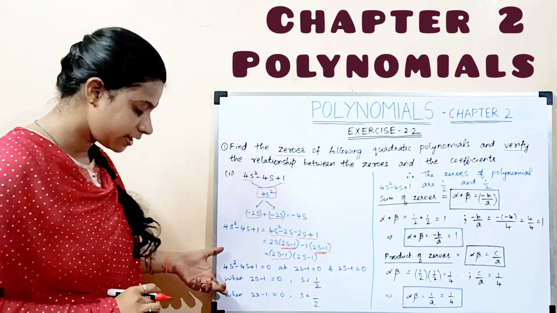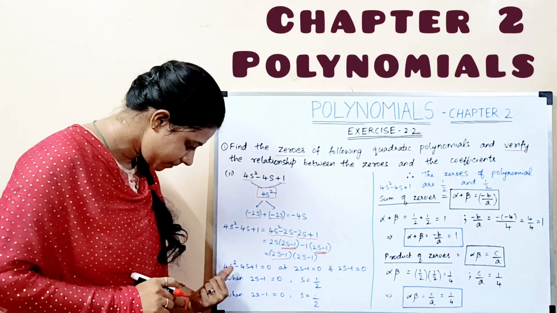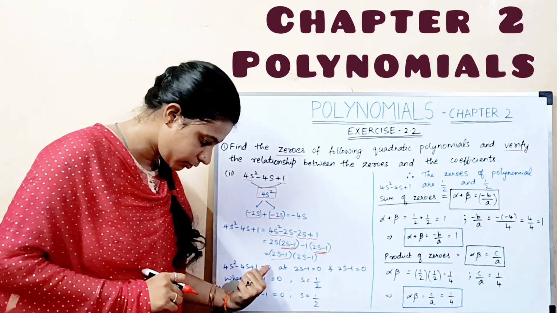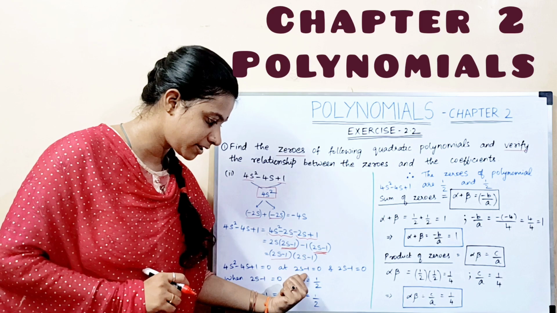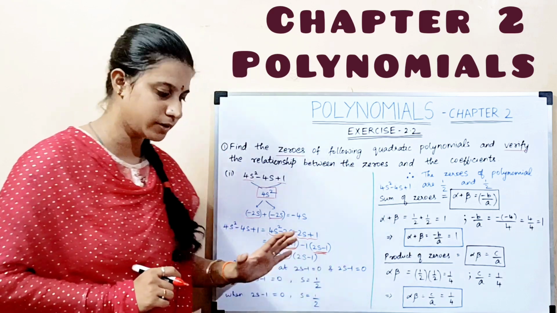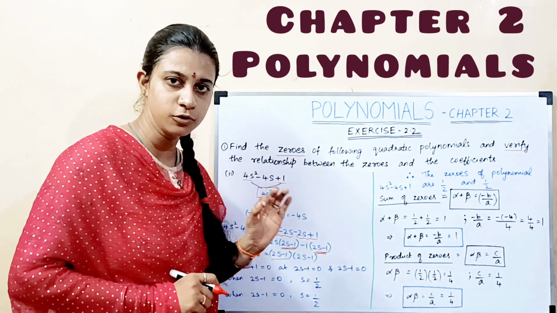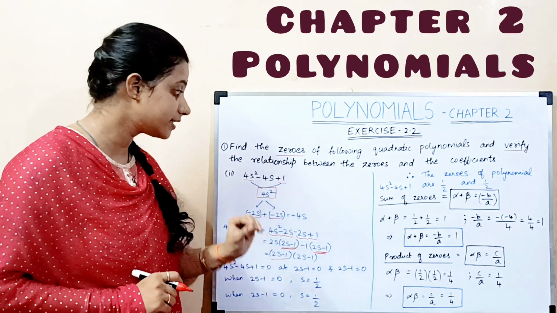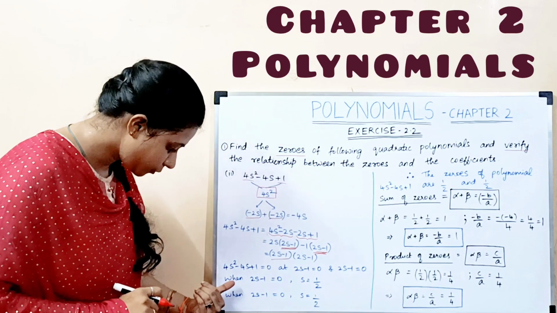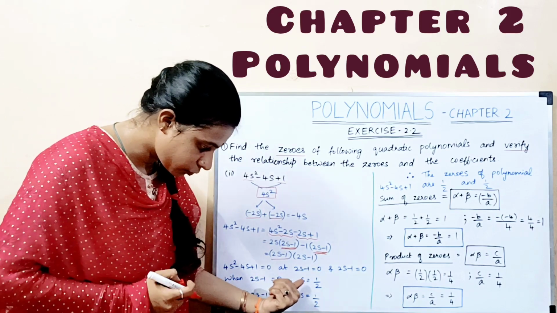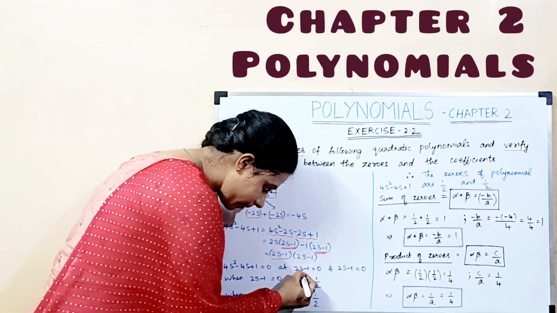Now you see we are proceeding with the same steps, that is 4s square minus 4s plus 1 equal to 0 at 2s minus 1 equal to 0 and 2s minus 1 equal to 0. So we are equating these two factors to 0 to find the zero of the polynomial. So when 2s minus 1 equal to 0, we get s is equal to 1 by 2.